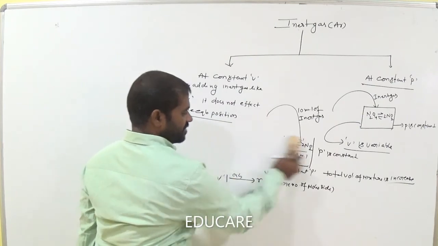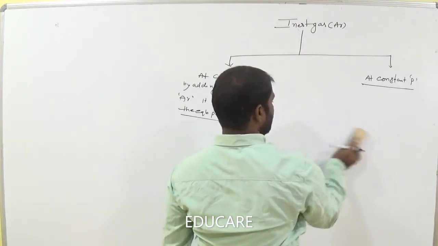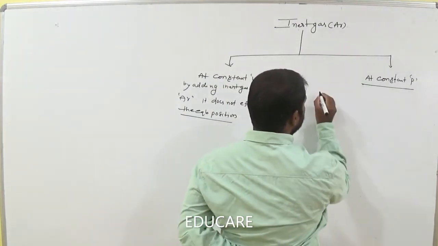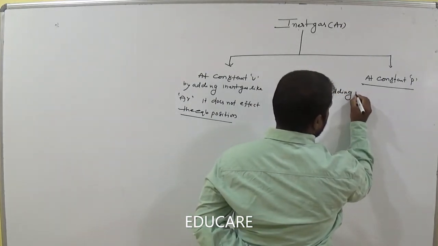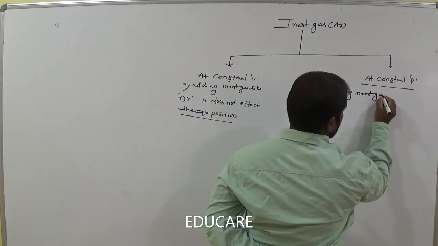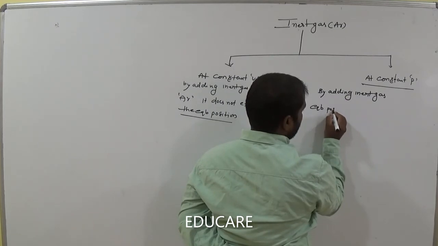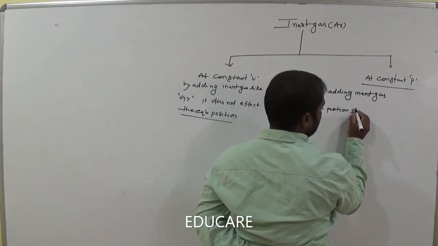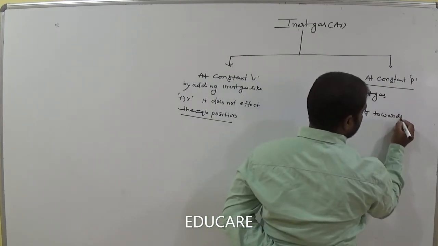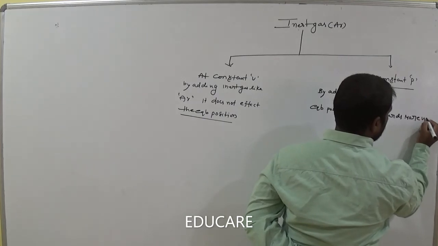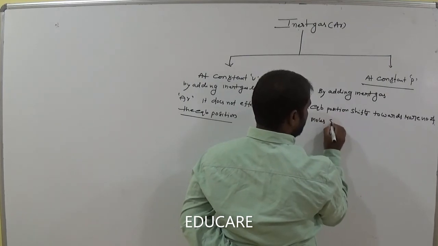Is it clear? So finally, at constant pressure, by adding inert gas, equilibrium position shifts towards the more number of moles side.